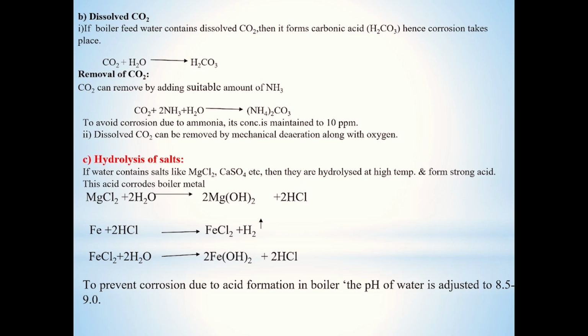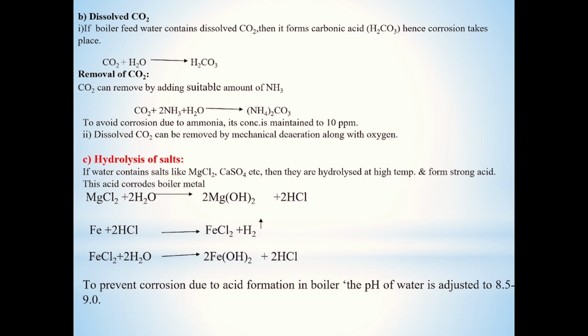In the chemical method, CO2 can be removed by adding a suitable amount of ammonia. So the reaction is given: CO2 plus 2NH3 plus H2O. We can also write here ammonium hydroxide, NH4OH, and there is a formation of ammonium carbonate. So in this way we remove the dissolved CO2 from the water. Secondly, the dissolved CO2 can be removed by the mechanical deaeration method along with oxygen, as we discussed previously.